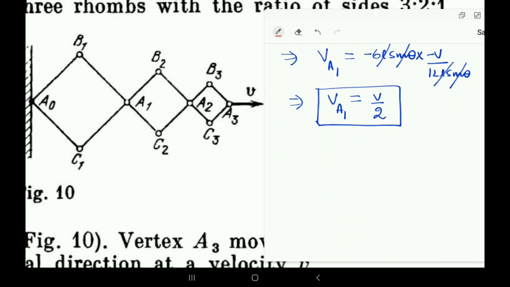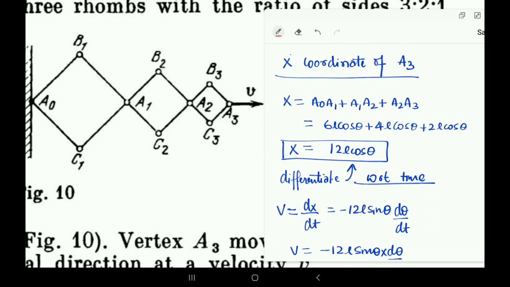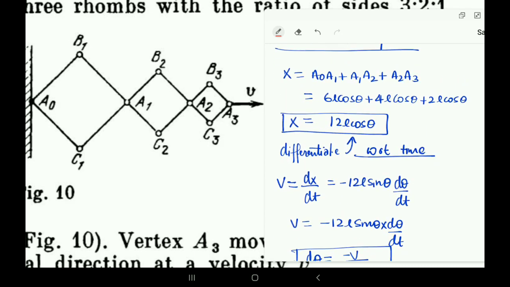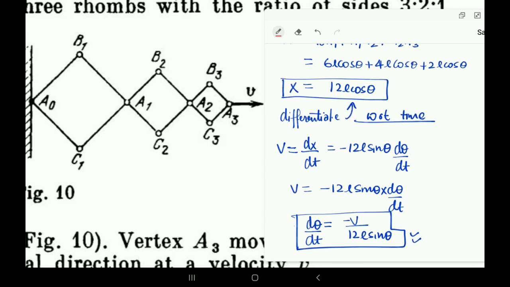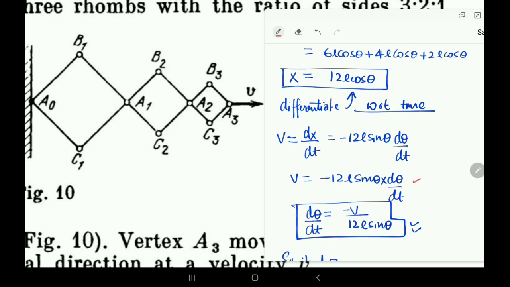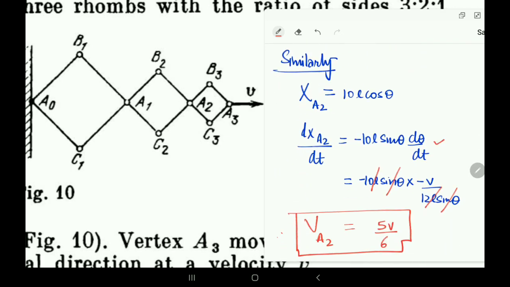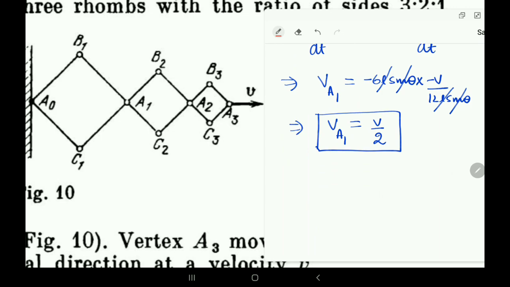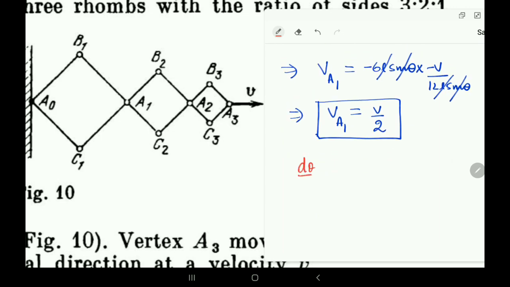And A2 was something like 0.8 v, right? It was 0.8. So you are seeing that the velocity is gradually decreasing, and A0 is fixed, so A0 is moving with zero velocity. So from A3 to A0 the velocity is decreasing. Keep this pattern in mind.